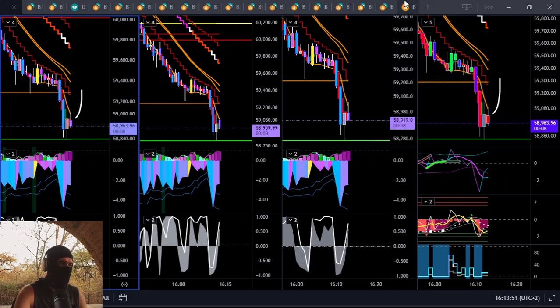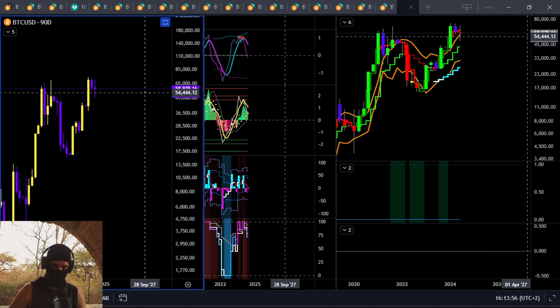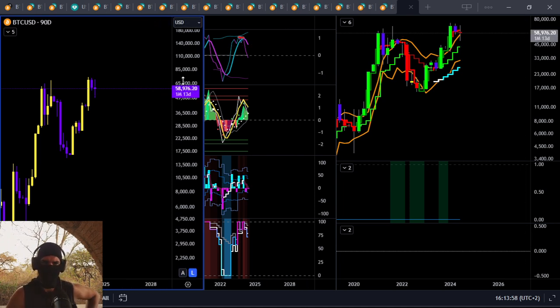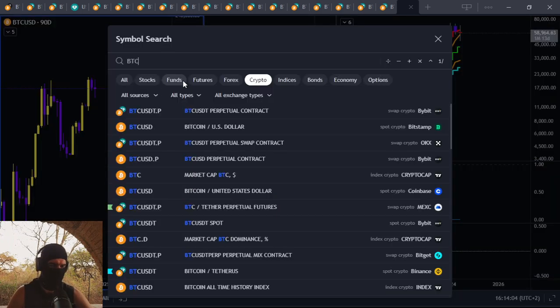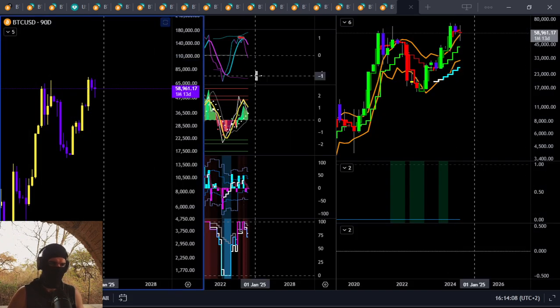Okay, so we're going to start off on the 90-day. I know a lot of people are posting bullish sentiment. This is BTC USD, the normal crypto on TradingView. It's got the longest lookback.